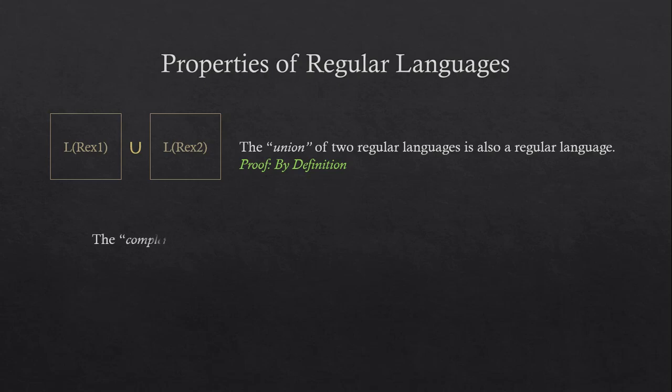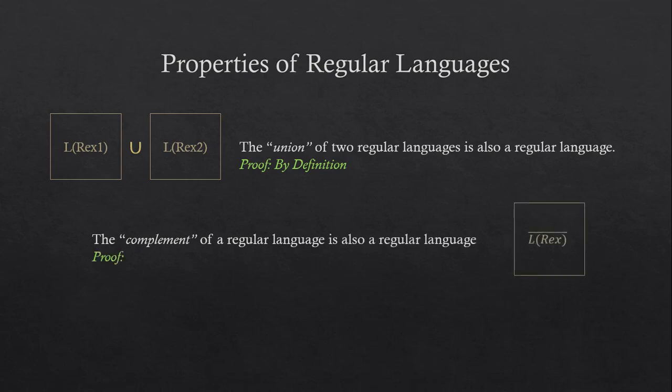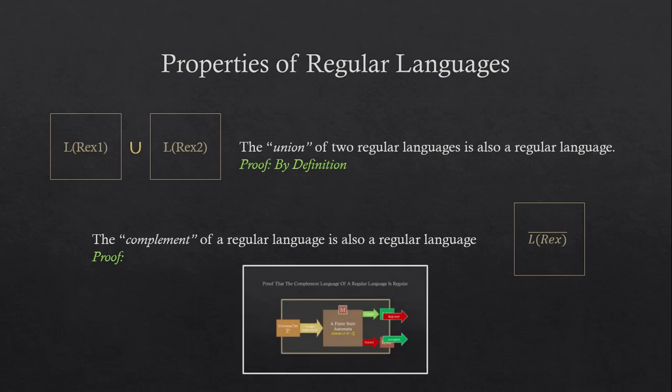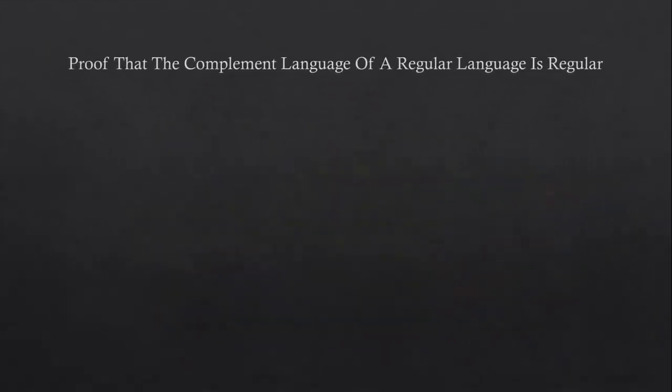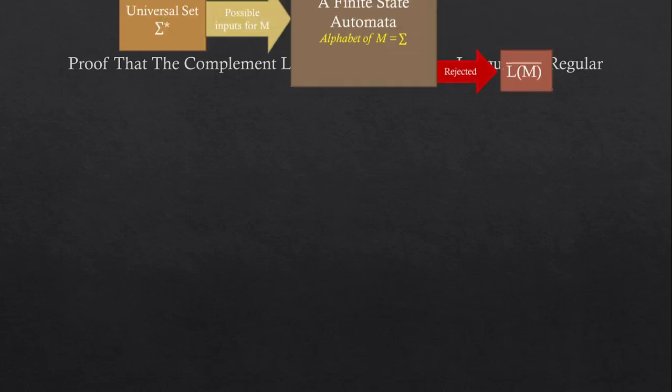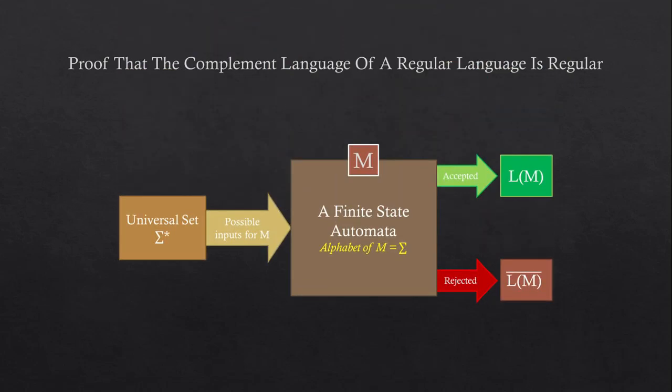Now this is new. If we have a regular language, the complement of that is also a regular language. So if we have a set of strings which is regular, the complement set is also going to be regular. The proof is pretty neat, which I'm going to show you right now. I'm going to use the concept of an abstract finite state machine, and I think you are going to enjoy this.